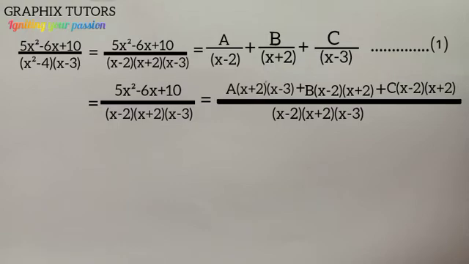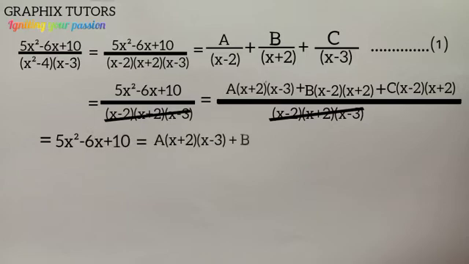Now, the numerator at the left hand side will equate the numerator at the right hand side. So we'll now be left with 5x squared minus 6x plus 10 equals a into bracket x plus 2 multiplied by x minus 3 in bracket, also plus b multiplied by x minus 2 in bracket multiplied by x minus 3 in bracket, plus c multiplied by x minus 2 in bracket multiplied by x plus 2 in bracket. Now tag that as my equation 2.